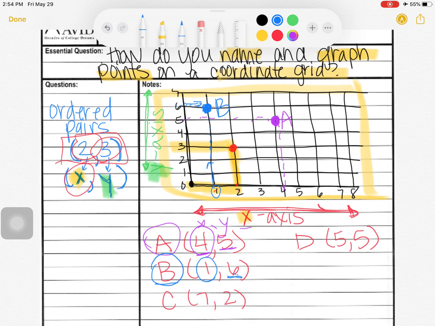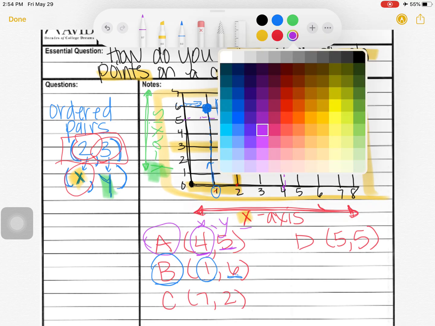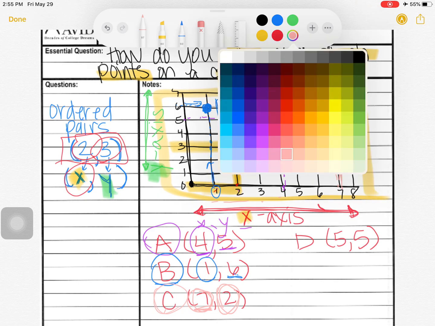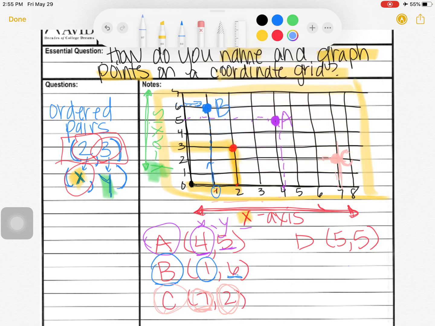So the next one would be C. For C, we start on the x-axis at 7, and then we go up to 2. Remember, x is 7, and we go up to the number 2. We put our point right where those two lines intersect, where 7 and 2 intersect, and we call it C. It looks pretty simple once you understand what the x and y axes are. And then the last one, D: 5, 5.